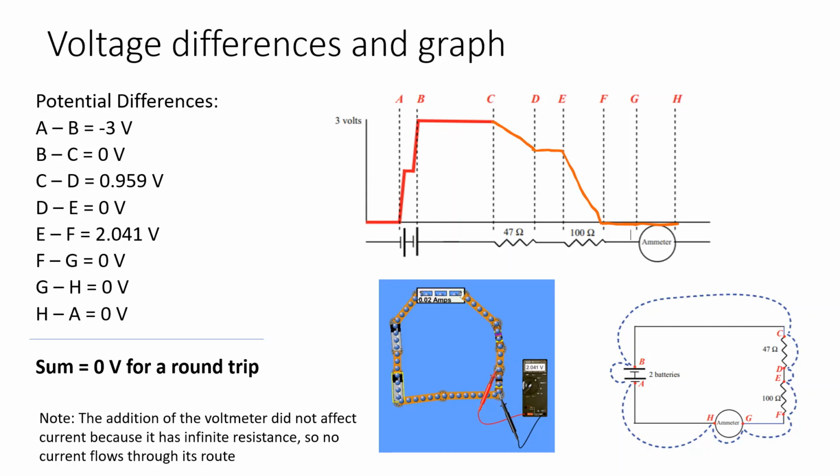And then you had between E and F 2.041 volts difference. And this is between the bigger resistor, the 100 ohm resistor. And if you sum up all these delta V's, you get 0 volts for a round trip.